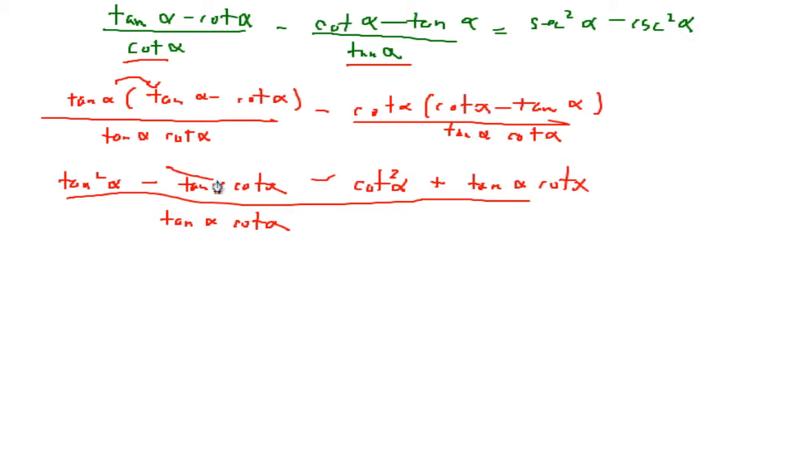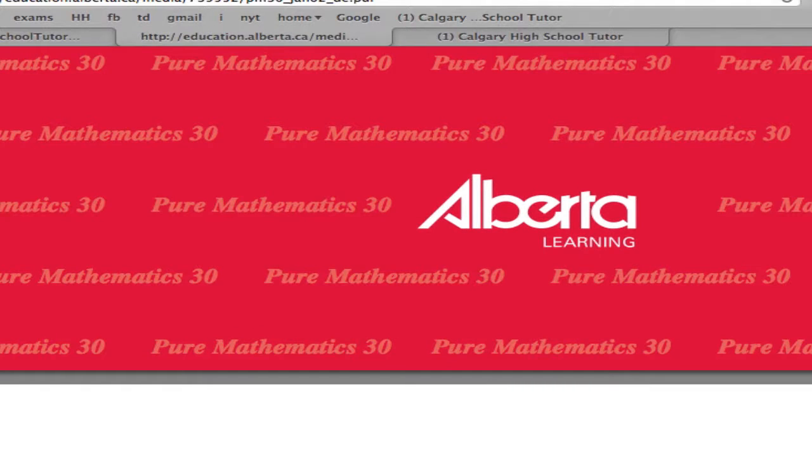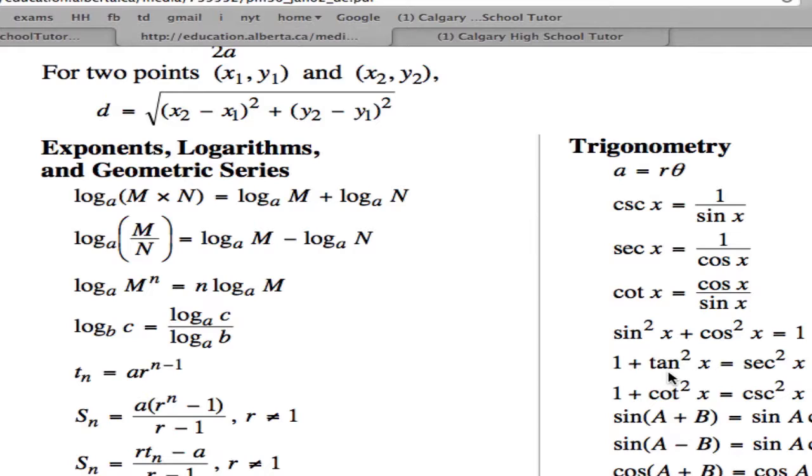Now what we can see is that these two terms are going to cancel out. So that gives us tan squared alpha minus cotangent squared alpha over the denominator of tan alpha cotangent alpha. However, tan squared and cotangent squared are each trig identities, and I'll bring up a formula sheet to show you that. So bring it up right here. So as you can see, tan squared will be equal to secant squared minus 1, and cotangent squared will be equal to cosecant squared minus 1.